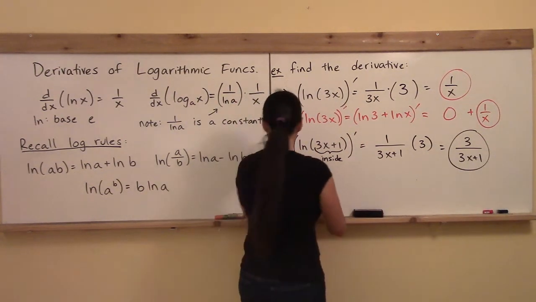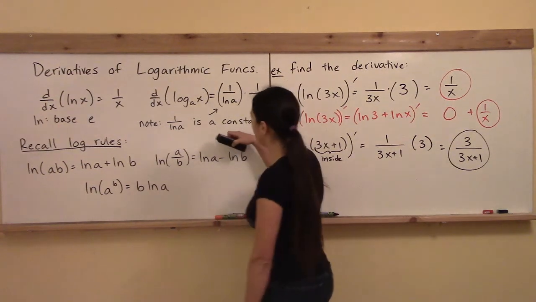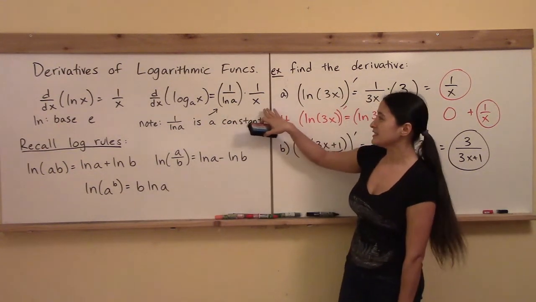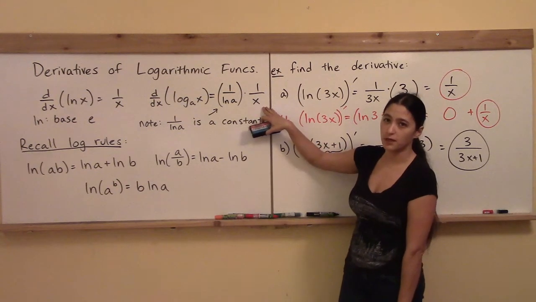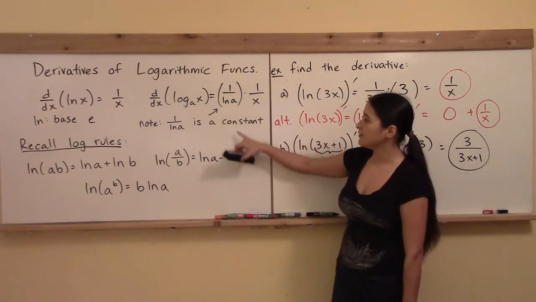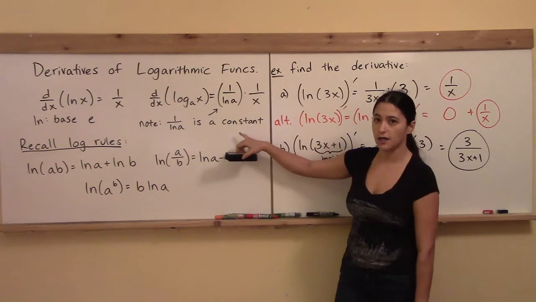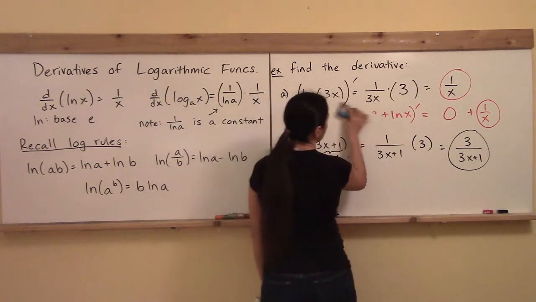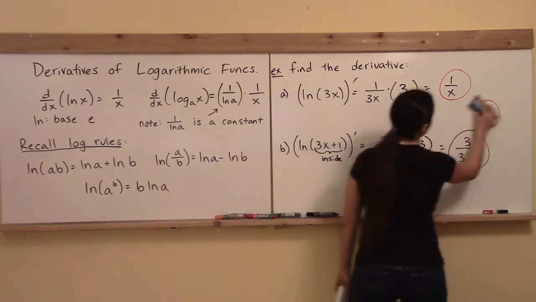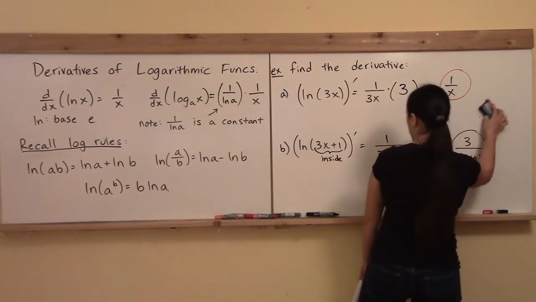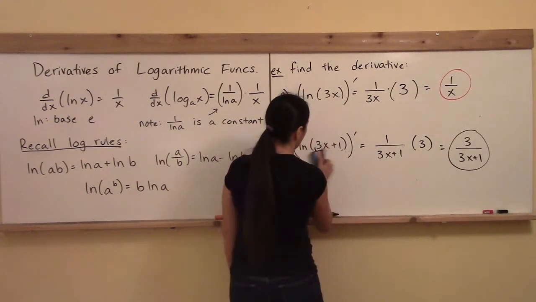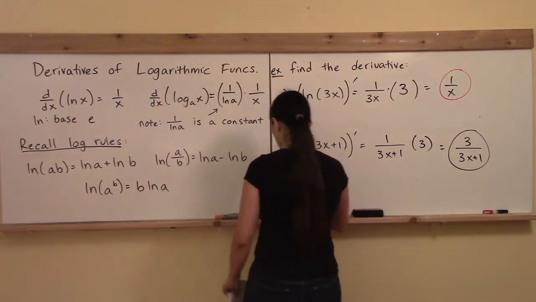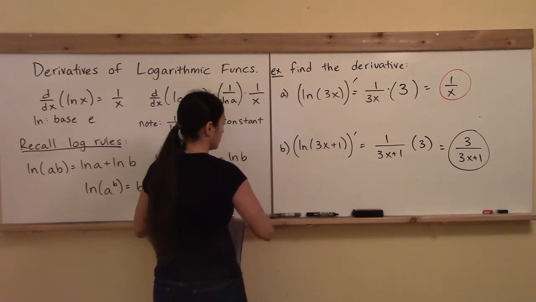Now let me address the fact that if I'm in a different base, I'm going to get a similar derivative to what I would get in base e, but there's going to be the constant 1 over log a that pops out. So I'm going to redo each one of these problems using a different base. Let's use base 10, because that's the most common base that people use besides base e. I'll do this in blue here.